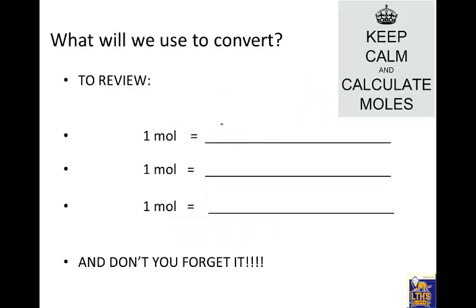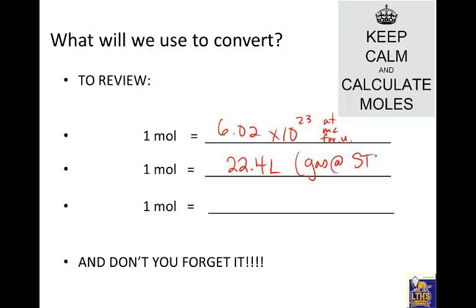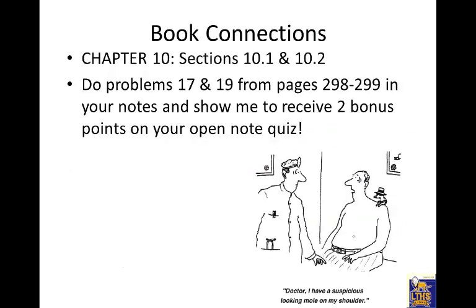What else do you have to remember? 1 mole equals Avogadro's number of atoms, molecules, formula units. 1 mole equals 22.4 liters of gas at STP. It's going to be all right because we're going to keep calm and calculate moles. 1 mole equals mass in grams from the periodic table. Don't forget this stuff, people. So do a little bonus and keep on the lookout for suspicious looking moles.